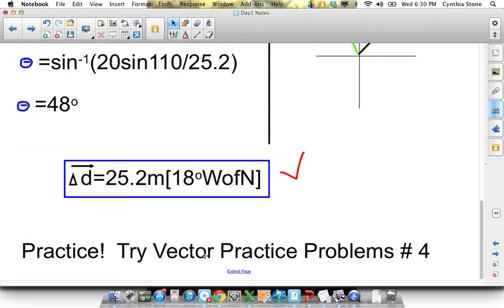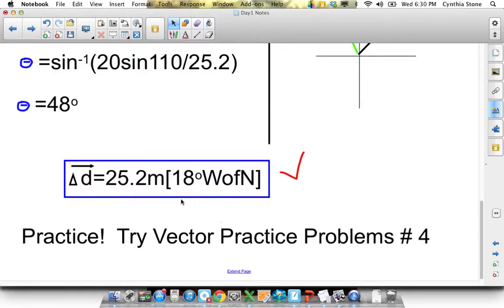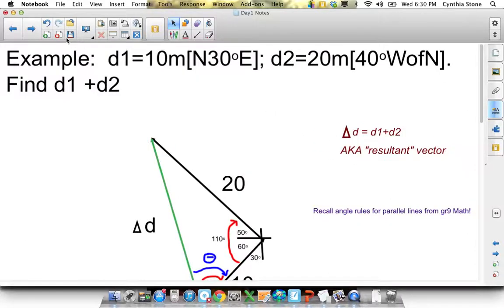So I think you should practice by doing the vector practice problem handout. Do question number 4. Try solving some of the questions or all the questions using both methods. And if you get that done, you'll be quite good at all this. Okay, so that's it for vector addition in 2D.